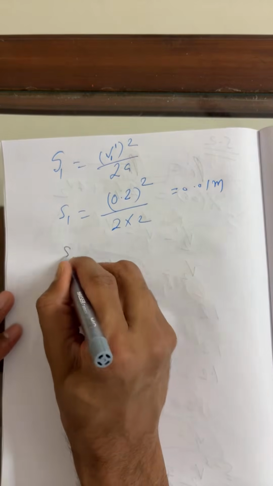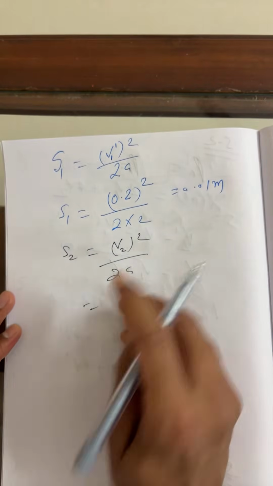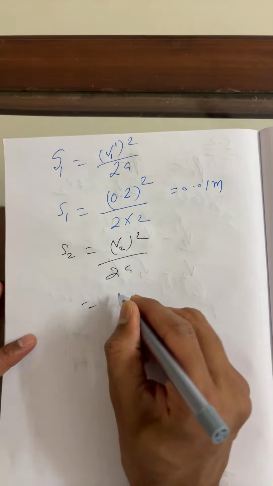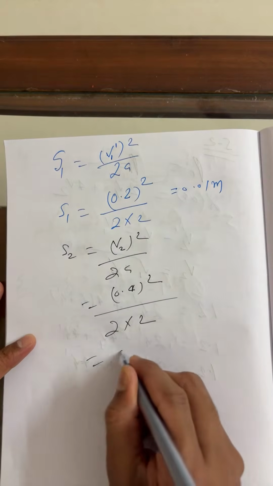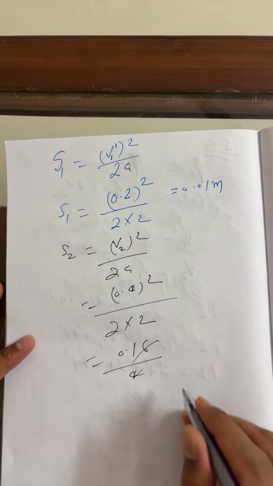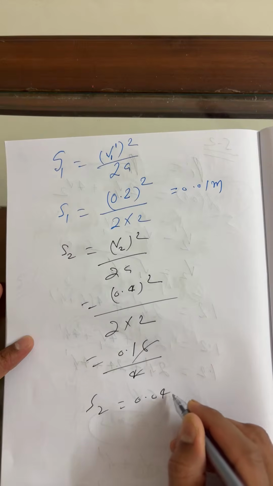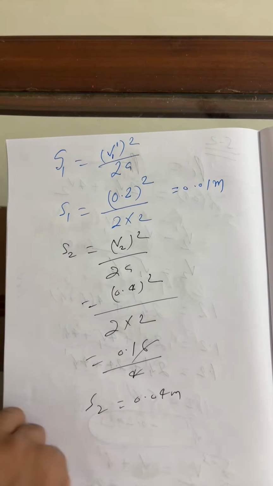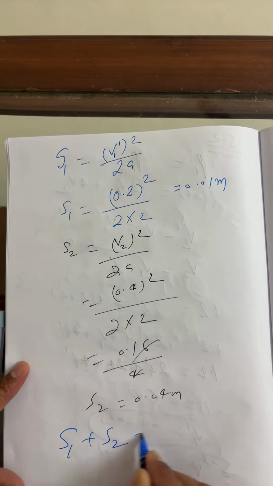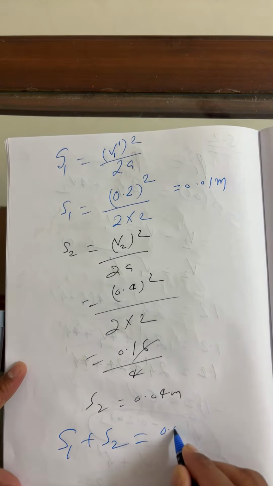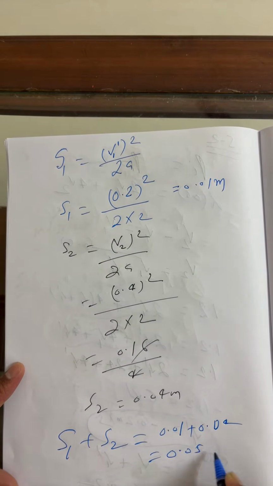Similarly I can find S2, which is v2 square upon 2a. V2 is 0.4, so 0.4 whole square upon twice into 2 is 0.16 upon 4. So S2 is 0.04 meter. The final separation is S1 plus S2, so 0.01 plus 0.04 is 0.05 meter.